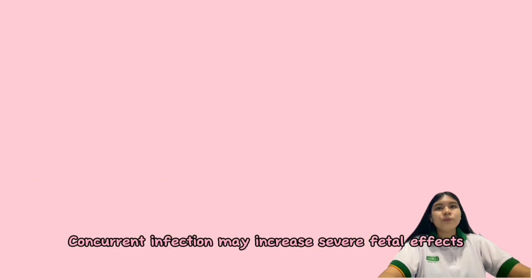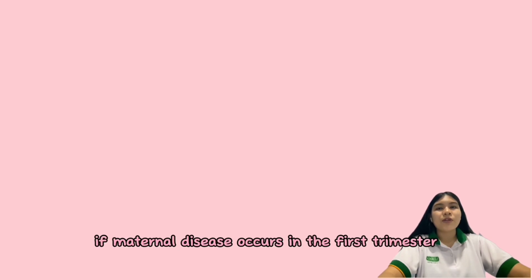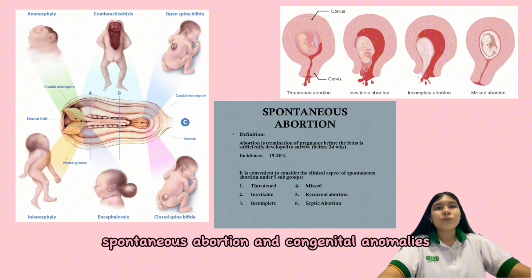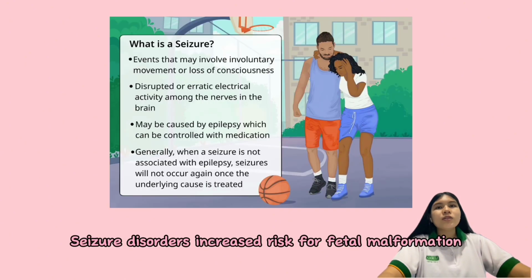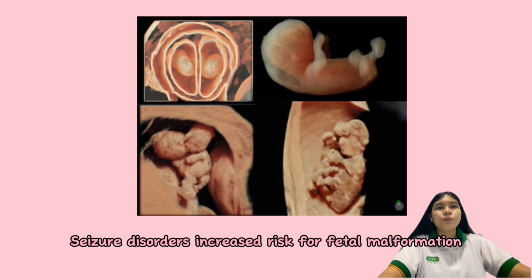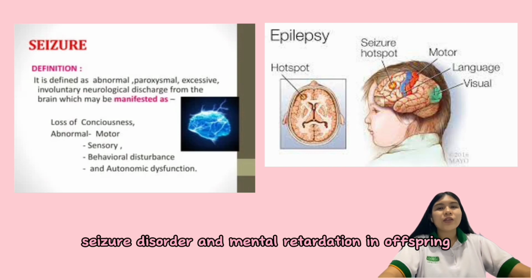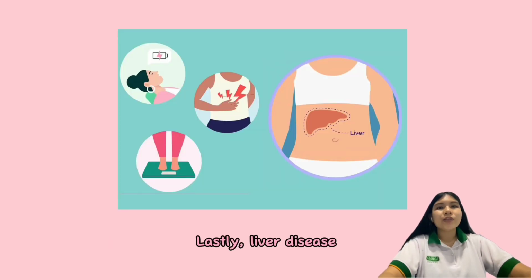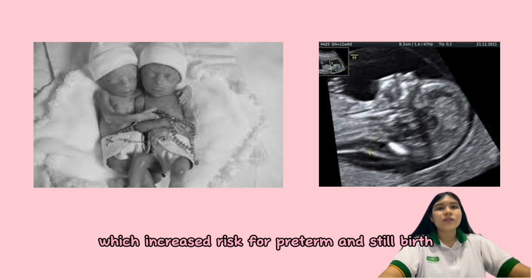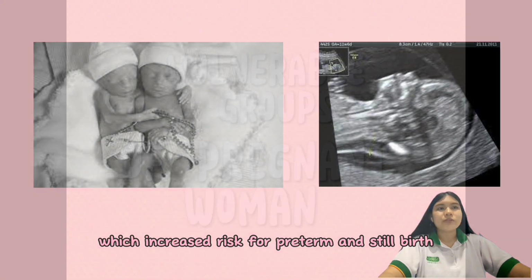Concurrent infection may increase severe fetal effects if maternal disease occurs in the first trimester, which increases risk for spontaneous abortion and congenital anomalies. Seizure disorders increase risk for fetal malformation, increased incidence of cerebral palsy, seizure disorder, and mental retardation in offspring. Lastly, liver disease, which increases risk for preterm and stillbirths.